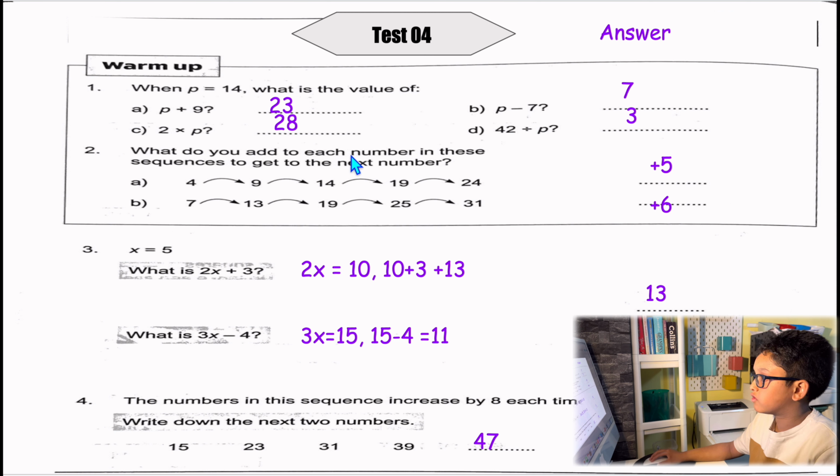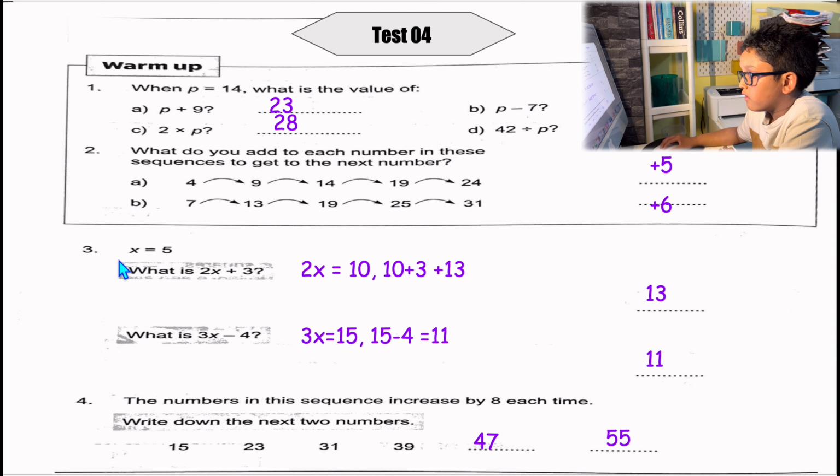Question 2. What do you add to each number in these sequences to get the next number? 4 to 9, 5. That means you plus 5. 7 to 13, plus 6. Question 3. X equals 5, so for all of question 3's x's, you substitute it for 5. If a letter is next to a number, you times. 2 times 5 is 10, plus 3 equals 13. So, answer here, 13. Again, 3x, that means 15, take away 4, 11.